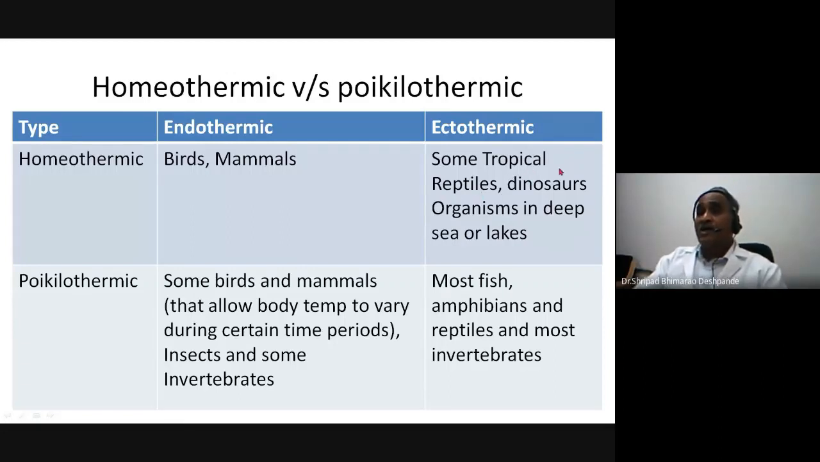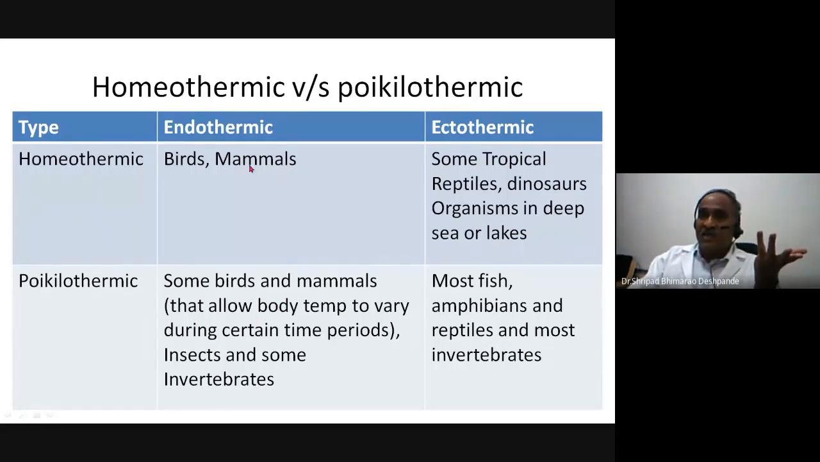These include some of the tropical reptiles, dinosaurs, and the organisms in the deep sea or deep lakes. So these are fish. Some fish in the deep sea will have a temperature maintenance according to the local area or local regions. Okay, so now we have come back to the poikilothermic animals. We loosely talk about them as cold-blooded animals. That means they change according to the external things because they don't have regulatory mechanisms.